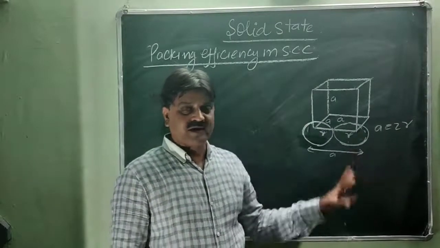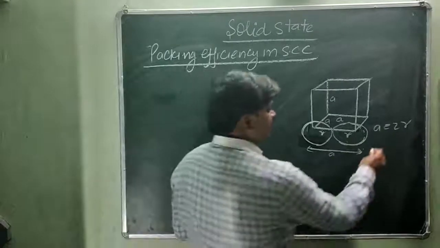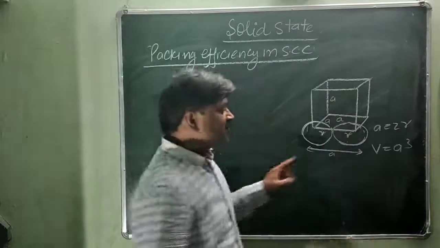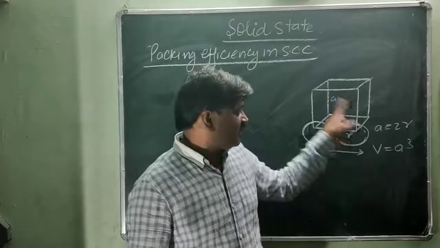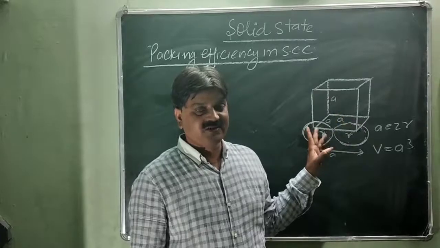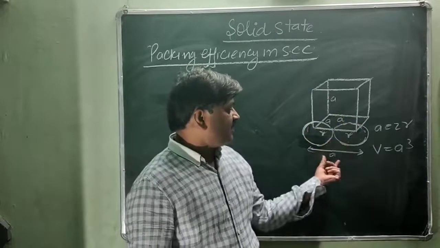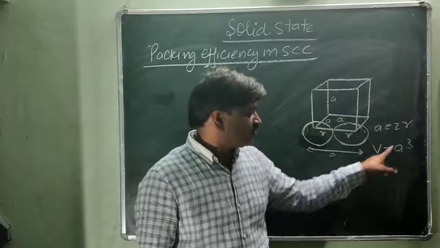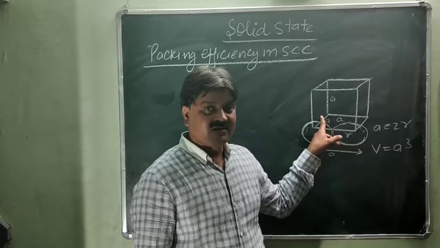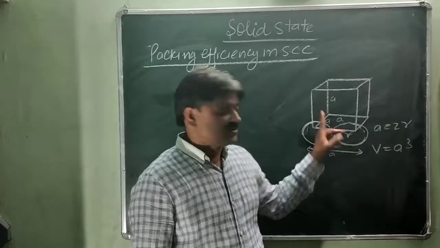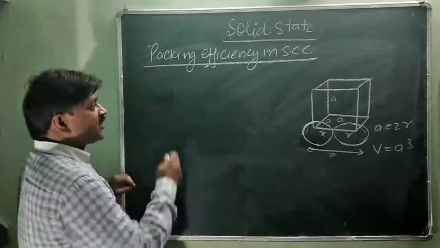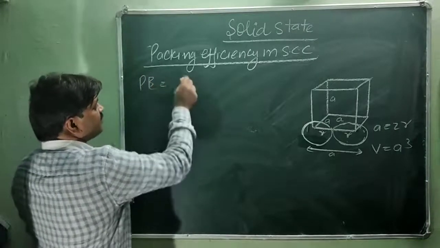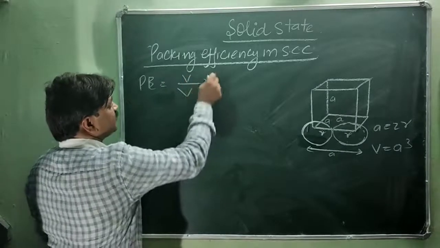Why are we going to calculate a? Because we know that volume V is equal to a cubed, a times a times a. So when we have the value of a, we can calculate the total volume of the cube. Is it clear? Very simple. When we have the value of a, we can calculate the total volume of the unit cell. Now we come to calculate the packing efficiency. Packing efficiency is equal to small v upon capital V into 100.